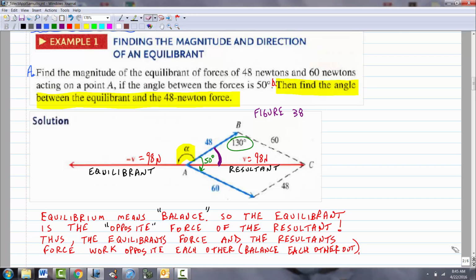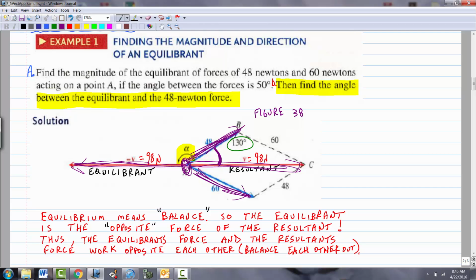So what's an equilibrant? It's an equal opposite force that creates balance with the resultant. So here we have, again, 2 things pulling on an object. This is pulling this way at 48, what do we got, newtons. This is pulling this way at 60 newtons. This is the resultant. Well, an equilibrant would be an equal and opposite force that would keep this stationary, and there would be no movement.